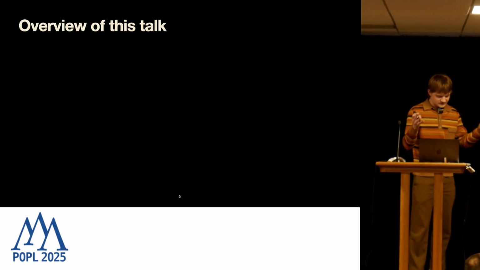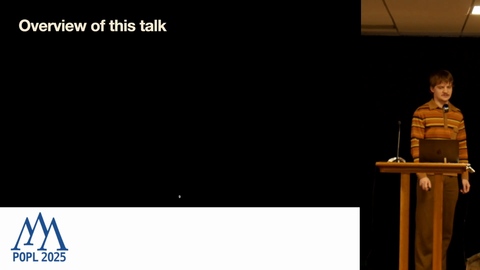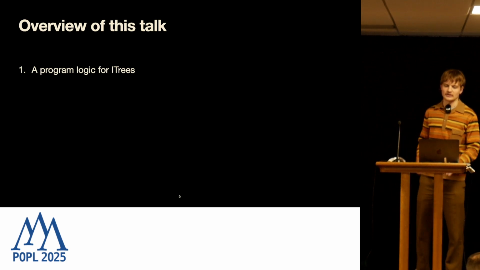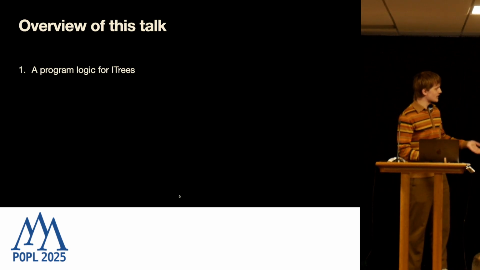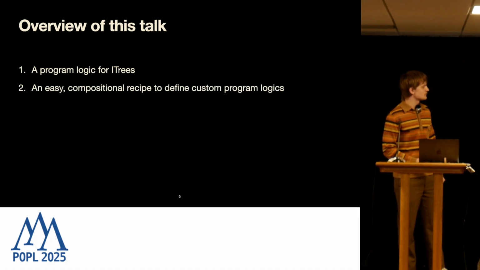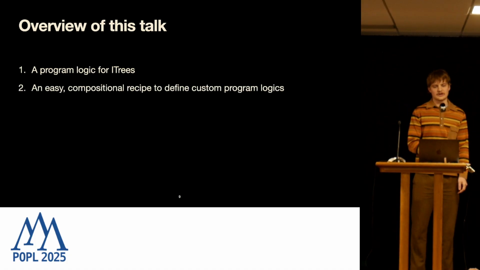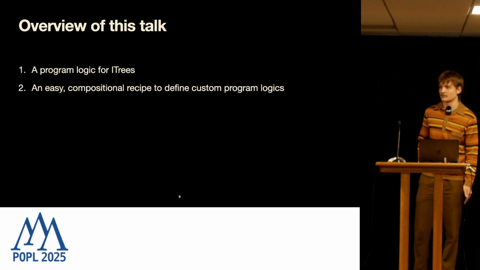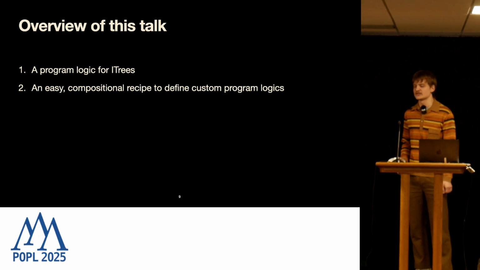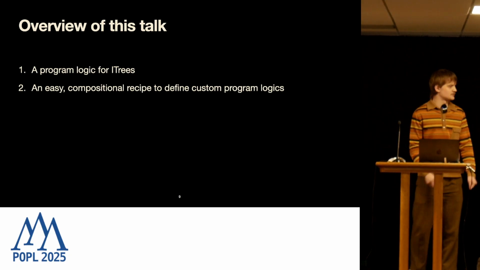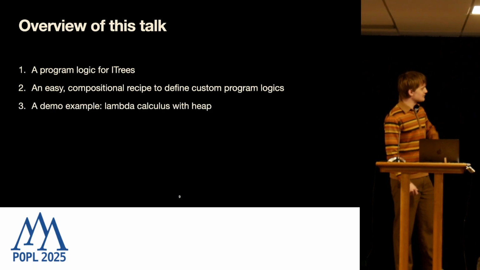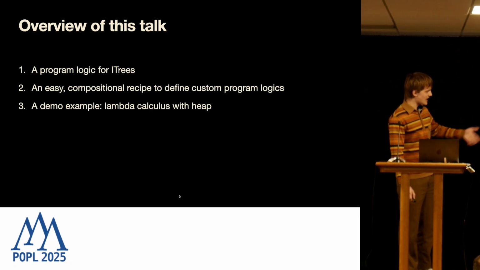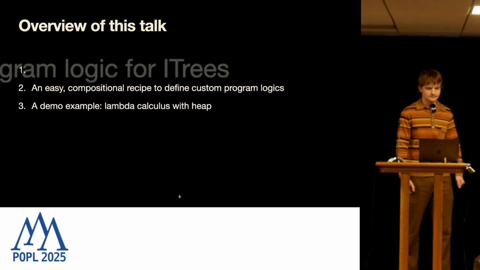Let me just give a brief overview of the structure of the rest of the talk. The first thing I want to discuss is this language-agnostic program logic, which comes in the form of a program logic for arbitrary I-trees. With that, we are going to give an easy and compositional recipe for defining your own custom program logics for your own custom programming languages, or existing programming languages for that matter. Then, to exemplify how this would look in practice, we are going to give a small demo example and see how this recipe is implemented.